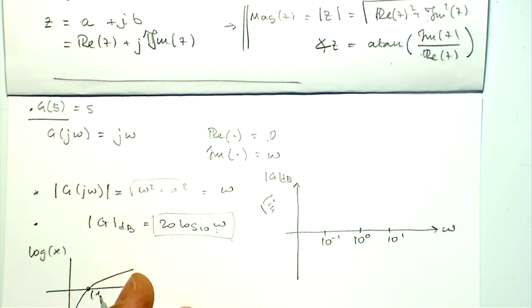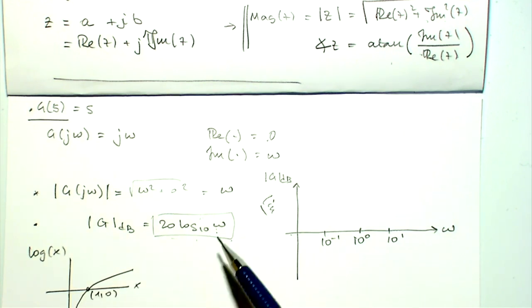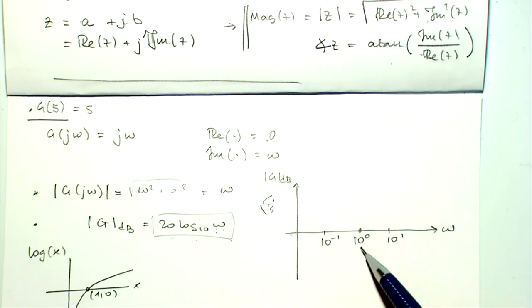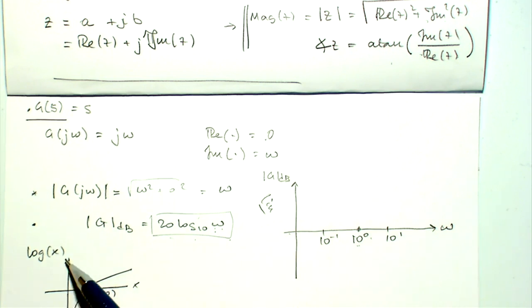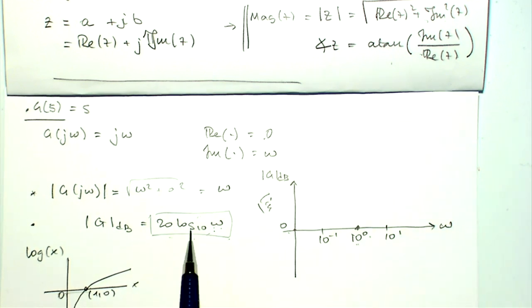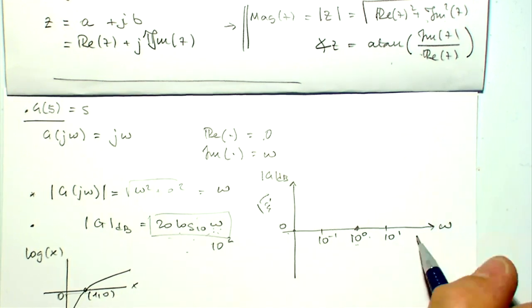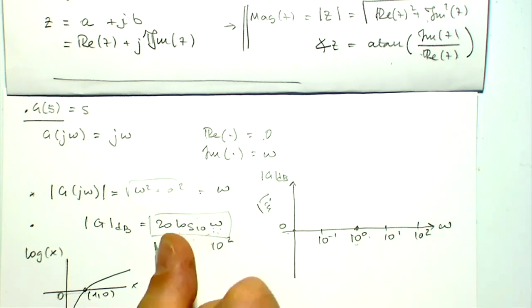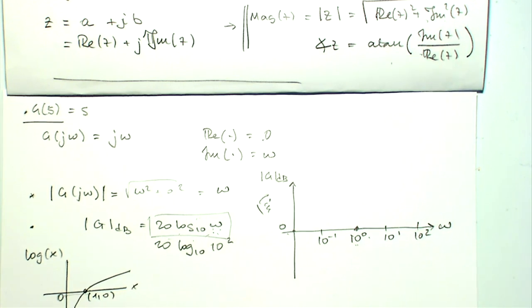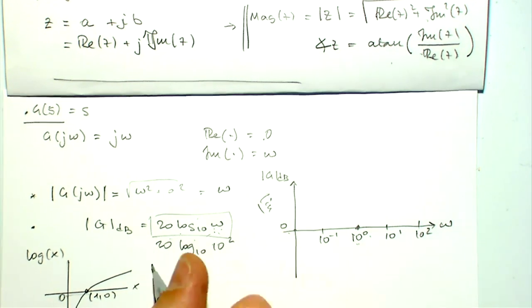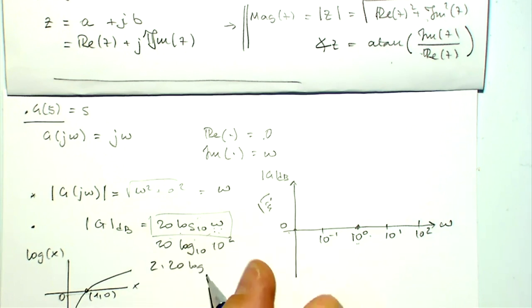And this point here is 1, 0. So if your omega is at this point here, where omega is 10 to the power 0, which is an ugly way of saying 1, then your dB value is actually 0. So when omega is equal to 1, it passes here, and then it increases. Let's say now I take omega equal to 10 to the power 2. Logarithms are really nice for playing with big numbers, because if you have exponents in the argument of the logarithm, they become multiplicative terms, right? So this becomes 2 times 20 log 10 of omega.